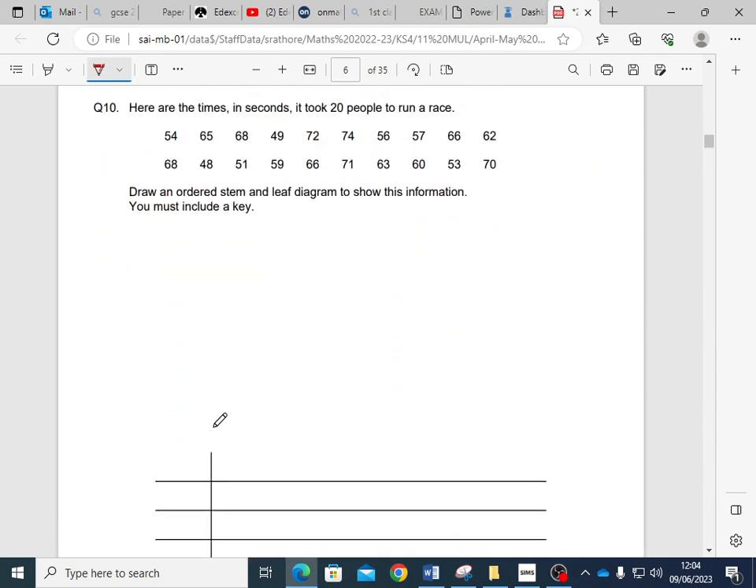Okay, next one. It goes here, do a stem and leaf diagram. This hasn't come up, so I'll be surprised if it doesn't come up. This is very likely to come up. Now first of all, I have shown you this. You first got to do it unorganized. So I'm going to write this unorganized. You get a mark for this.